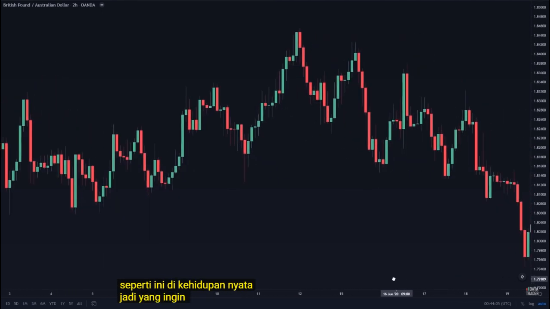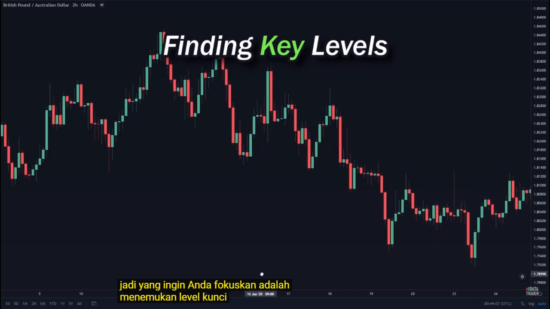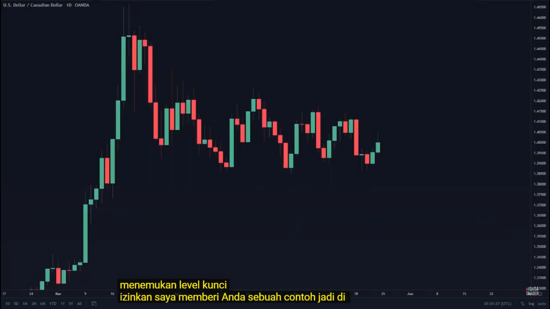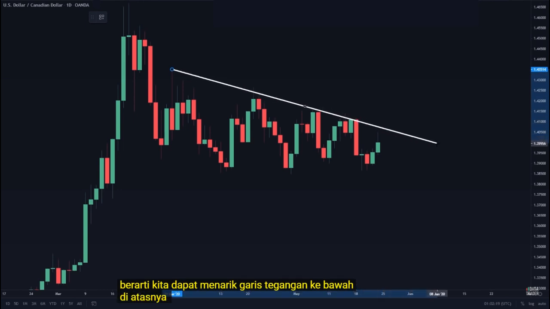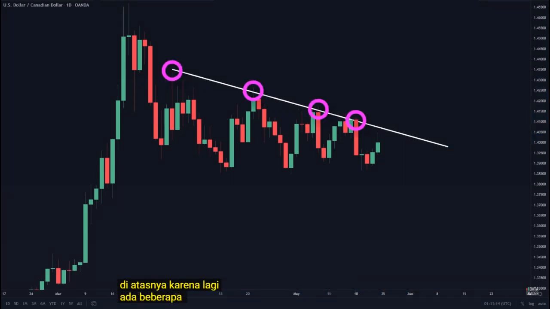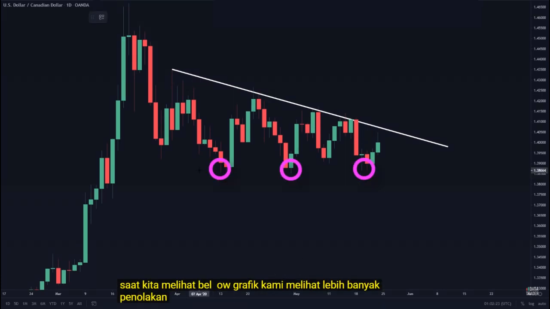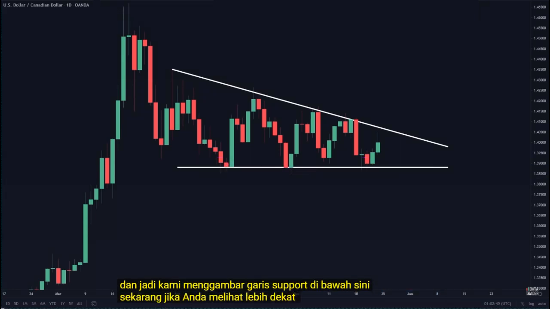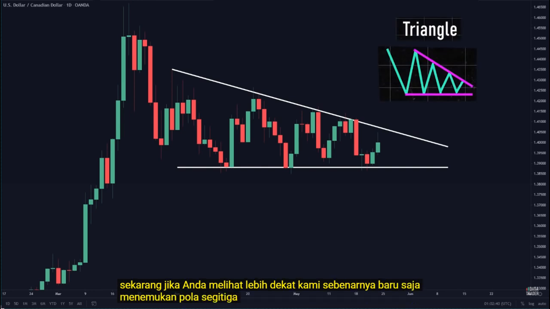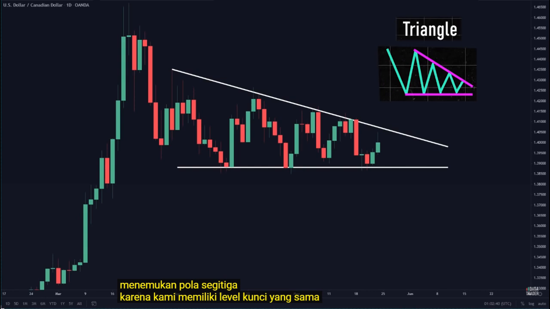So instead, what you want to focus on is finding the key levels. Let me give you an example. So here, as we look on top of the charts, we can see that the price is forming lower highs, meaning we can draw a downward trend line above it, because again, there are multiple rejections. Next, as we look below the chart, we saw more rejections, and so we draw a support line below here. Now, if you look closely, we actually just found a triangle pattern, because we have the same key levels, a downward trend line and a support line.